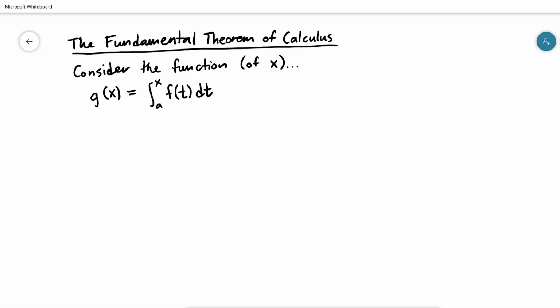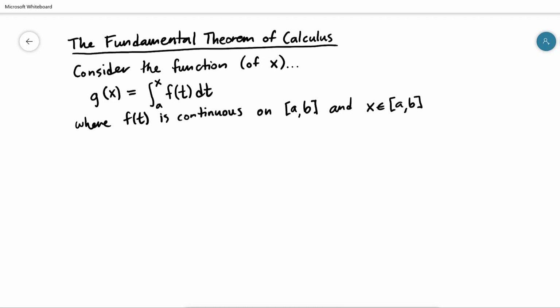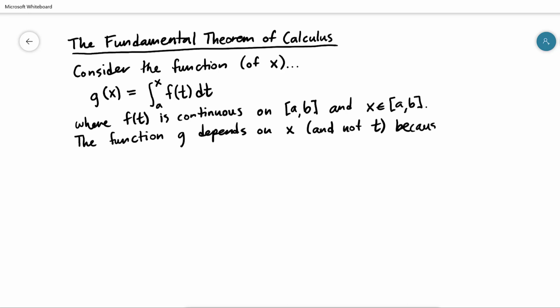We've got this function where our f of t is continuous on some interval. Let's make it from a to b, and x is also going to be somewhere in that interval from a to b. The function g depends on x, again, and not t. Because t is a dummy variable. This is the word that we'll use for it.